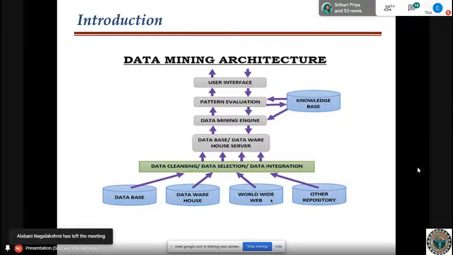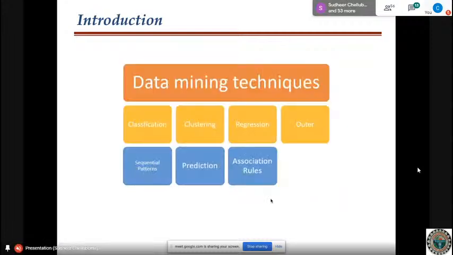As I said before, there might be a number of ways of representing this. So this is my way of doing it. What are data mining techniques? What comes under data mining techniques? They can be classification, clustering, regression, outlier detection, sequential patterns, prediction, and associations. These are the 7 main techniques that have been classified till now in data mining.